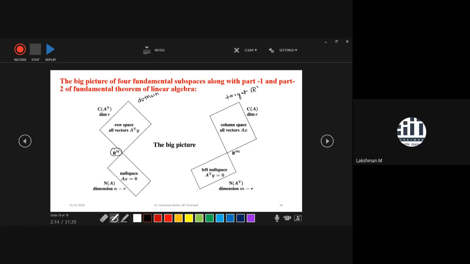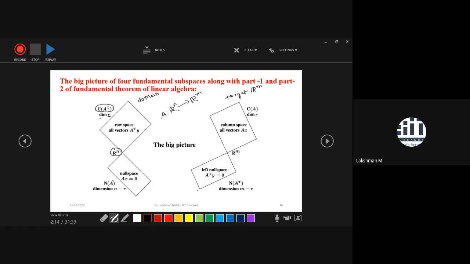Rm. Okay. So in that process, you are claiming that A is a transformation from where to where? From Rn to Rn. Okay. Now try to see the 4 fundamental subspaces. This is your row space of A. What is the dimension of row space of A? Dimension is r. That means there are r linearly independent rows.